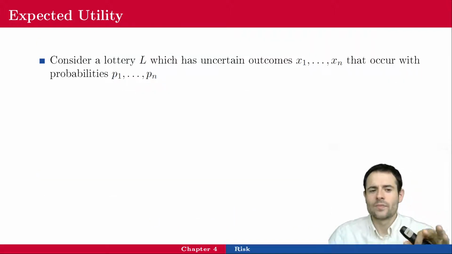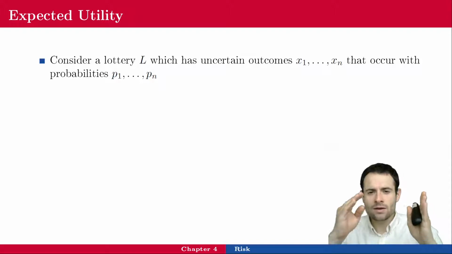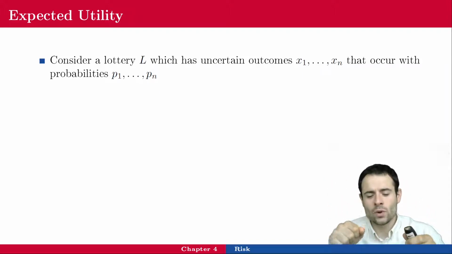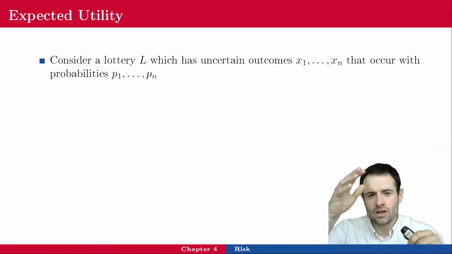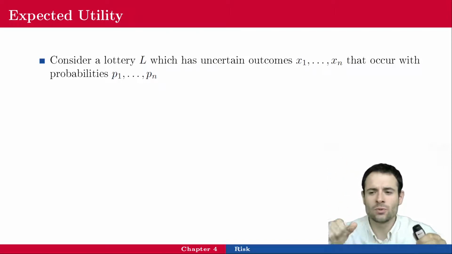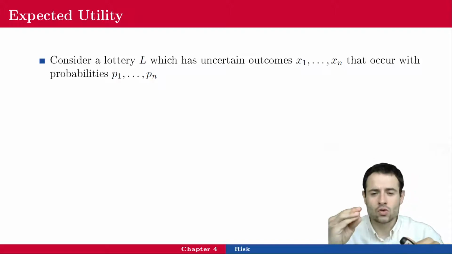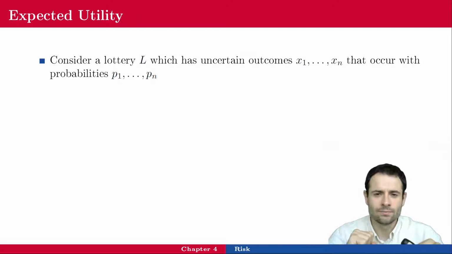So more generally, consider a lottery L which has uncertain outcomes that go from x1 to xn. So there are n possible cases. When you play a scratch game, you could win $1, $2, $5, $10, $1,000, and maybe $1 million. There are multiple outcomes. Each of them occur with probabilities P1 all the way to Pn. To each gain is associated a probability.